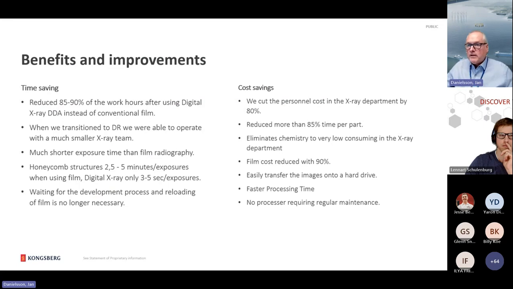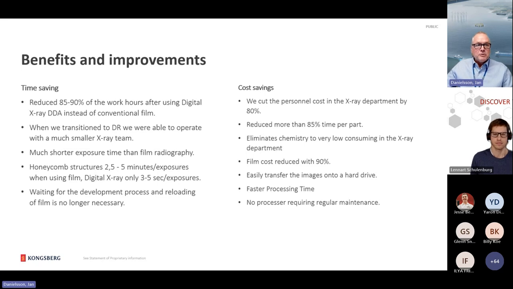There are several advantages to using digital X-ray. There is time saving, cost saving, quality, and so on. For us, the time saving was that we reduced 85 to 90% of the work hours of using the system. When we transitioned to DR, we were able to operate with a much smaller X-ray team. The plan was that if we still used film, we would be 12 RT operators. And now we are only 2, for both film and digital X-ray.